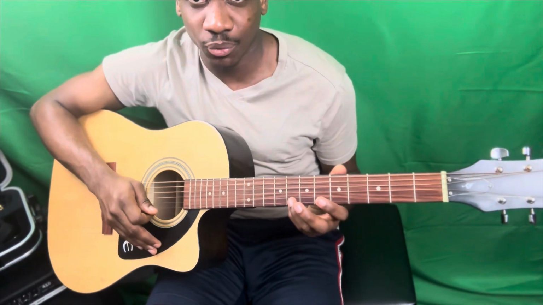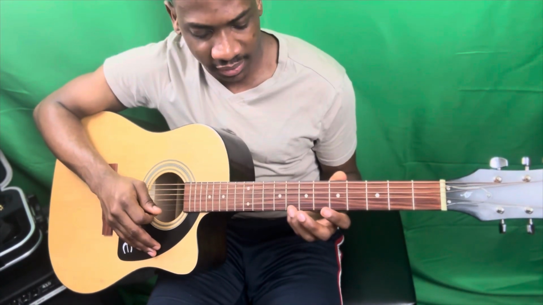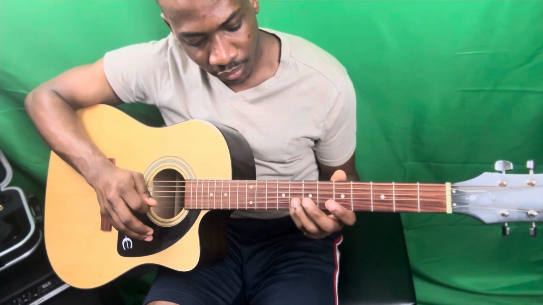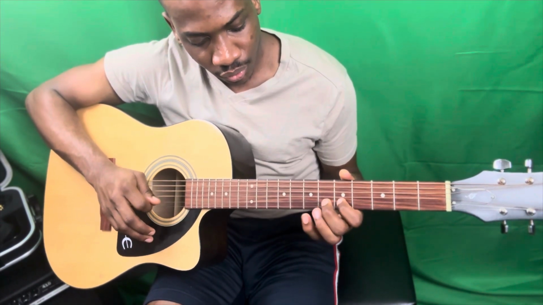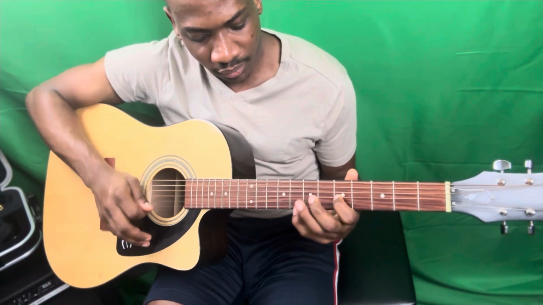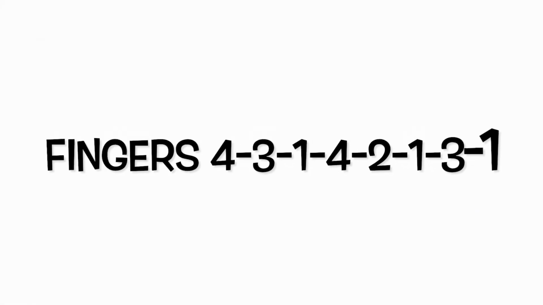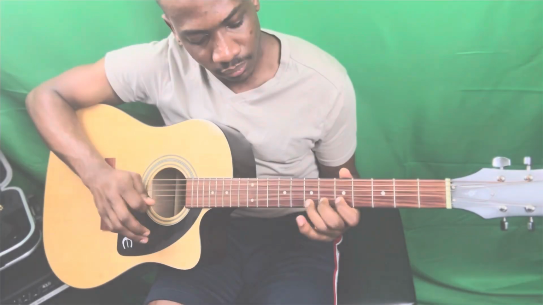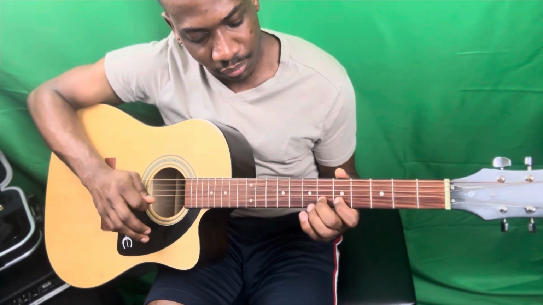Then go backwards the same way. So you go backwards like this, same way you went. You know the last one, it was 1 3 1 2 3 1 3 4. So you go 4 3 1 4 2 1 3 1. So do, ti, la, so, fa, mi, re, do.